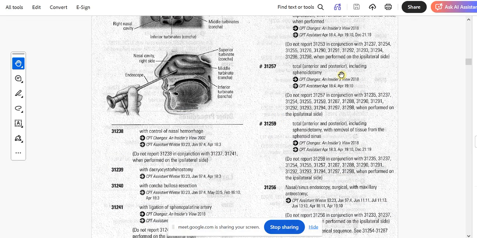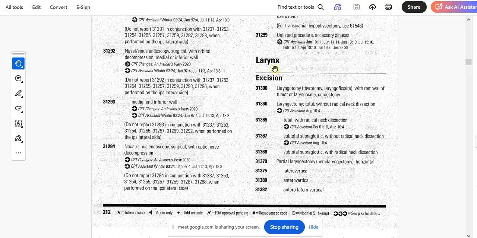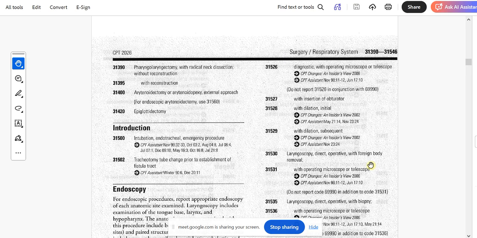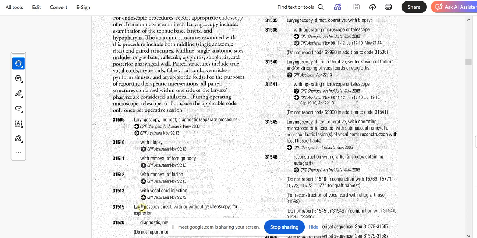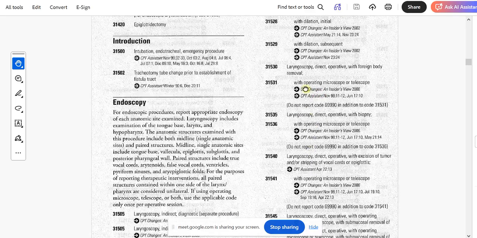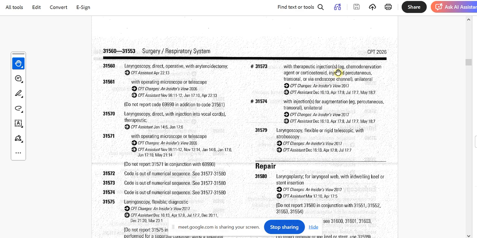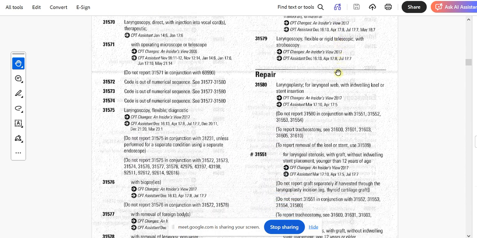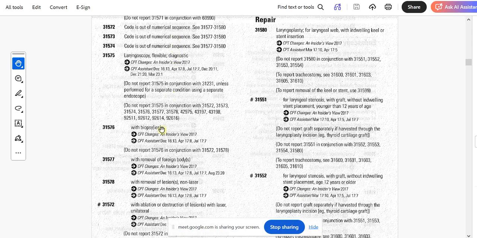Let us go to your CPT, the larynx. So here is the larynx heading. We have open procedures as well as the endoscopy procedures here. So laryngoscopy, indirect, diagnostic, these are all surgical. This is indirect, this is direct, diagnostic as well as surgical. Then we have fiber optic, 31575, laryngoscopy, flexible, diagnostic, and you have surgical procedures.